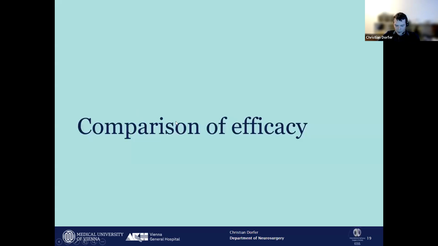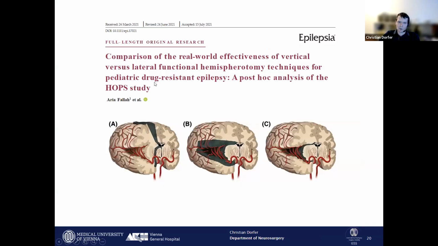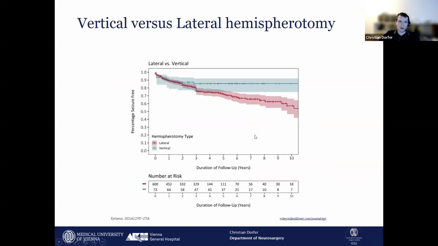And then for the last couple of minutes, I want to share with you my opinion on the comparison of efficacy with regard to seizure outcome. And I want to start with this paper here, published in 2021, a multi-institutional experience, I think 20 institutions, where they compared the vertical approach versus lateral hemispherotomy techniques. And this is what they got.